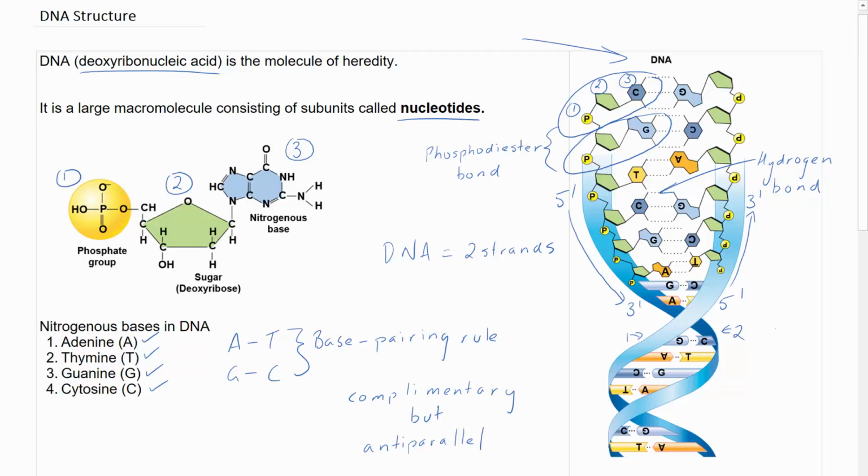This actually results in the two strands of DNA twisting around each other, like taking the top and bottom of a ladder and twisting it, where the rungs are the nitrogenous bases that are bonded together. And this forms its famous double helix shape.